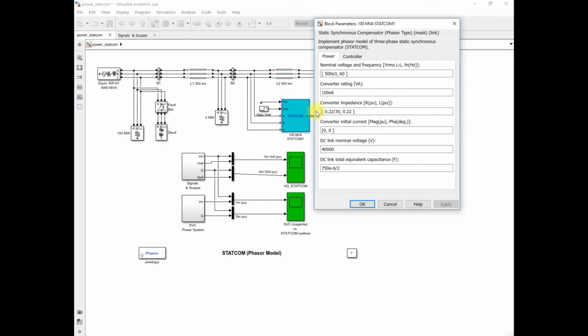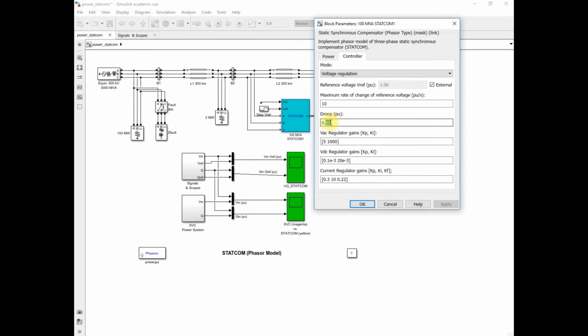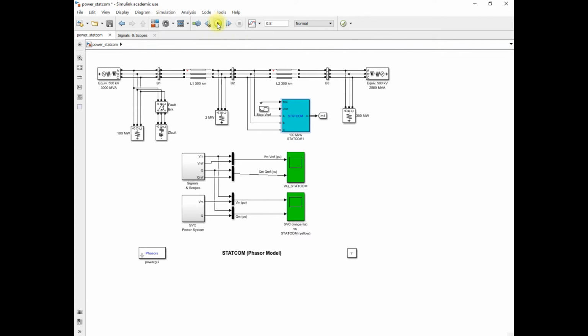In the STATCOM block, as we know, in this controller block the droop reactance is given. If you set this droop reactance to 0, it means that the VI characteristic of the STATCOM in the voltage regulation mode becomes flat. If you see the actual characteristic of the STATCOM from capacitive to inductive mode in the voltage regulation mode, it has a positive slope in this fashion. Clear? But if you set the droop value to 0, the characteristic becomes flat. It means constant.